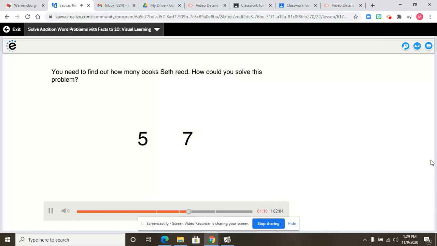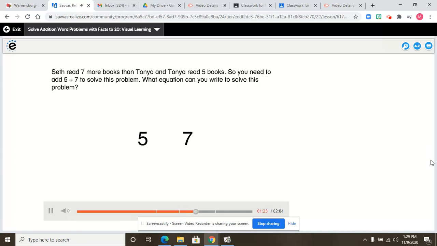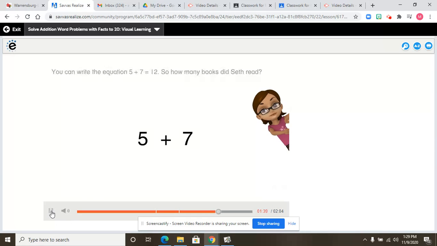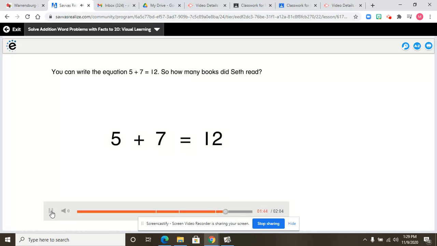How could you solve this problem? Seth read 7 more books than Tanya, and Tanya read 5 books. So you need to add 5 plus 7 to solve this problem. What equation can you write to solve this problem? You can write the equation 5 + 7 = 12. So how many books did Seth read? Seth read 12 books.